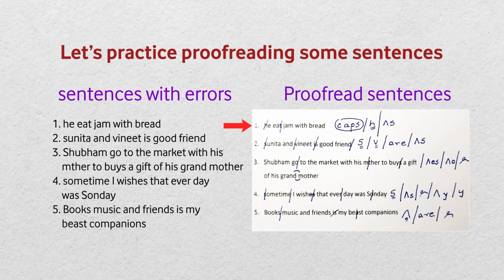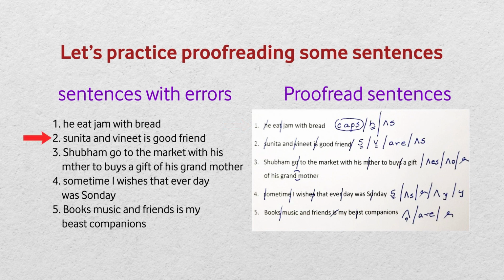And of course, remember subject verb agreement. So a third person singular subject takes a verb with an S. So it should be he eats jam with bread. So I need an S inserted at the end of the verb. So I have indicated, I've drawn a line there and I have indicated what exactly I want done.